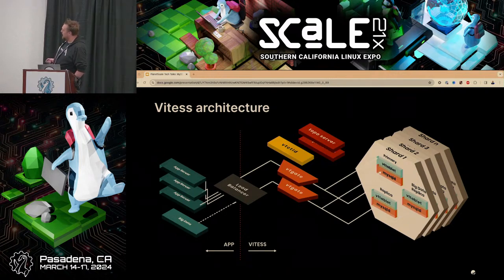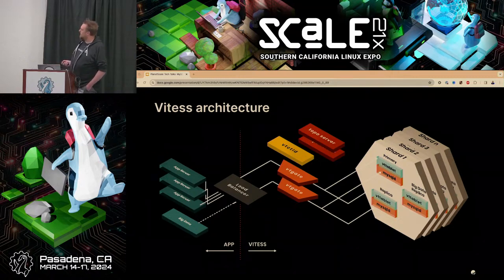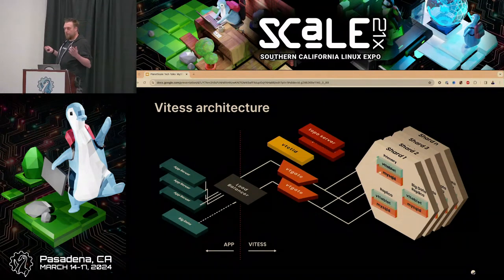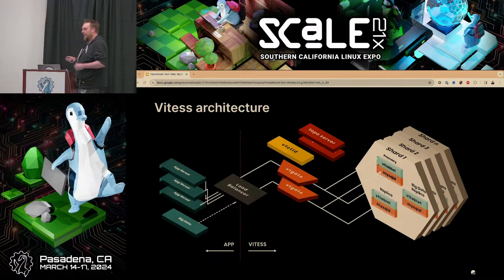And these things are called VTGates. This is basically our proxy. Your application connects to VTGate, and VTGate will accept MySQL connections and will tell you, hey, you're talking to me as a MySQL server. And everything that's behind me, just to your application, looks like one giant MySQL. But in fact, there might be hundreds of shards with hundreds of MySQLs. But to your application, Vitess will say, hey, here's a database. Talk to it.